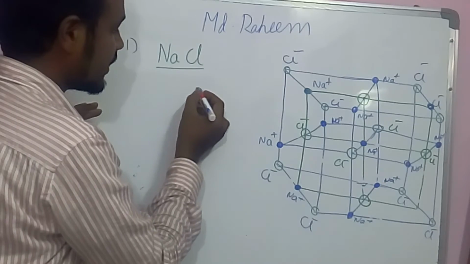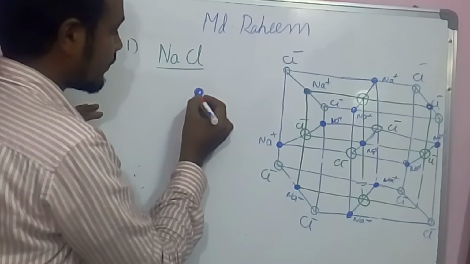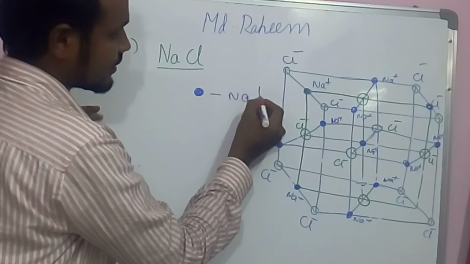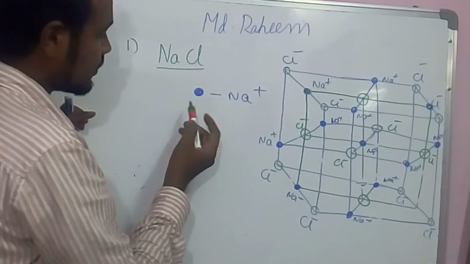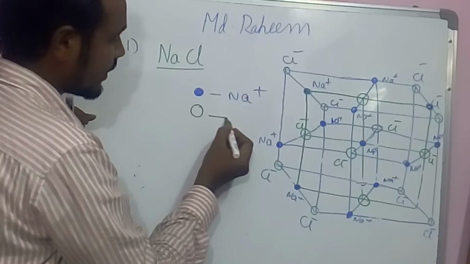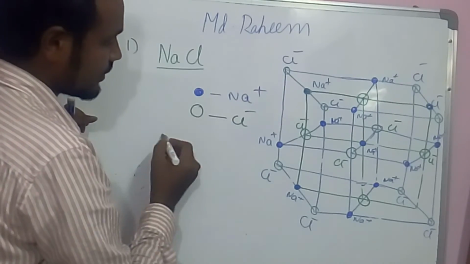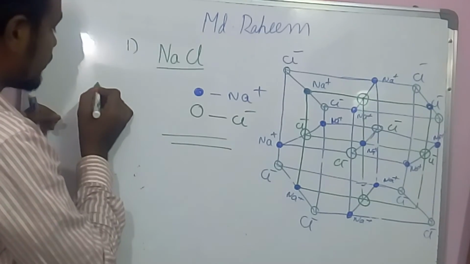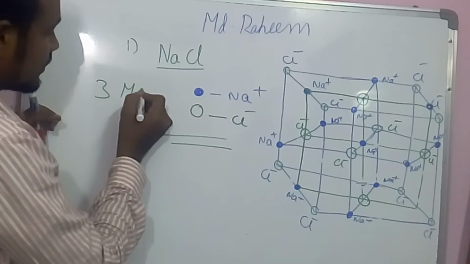Then we have to indicate here that the filled atom is indicated with Na plus, and the empty atom is indicated with Cl minus. So this is the structure of NaCl. This is for 3 marks.